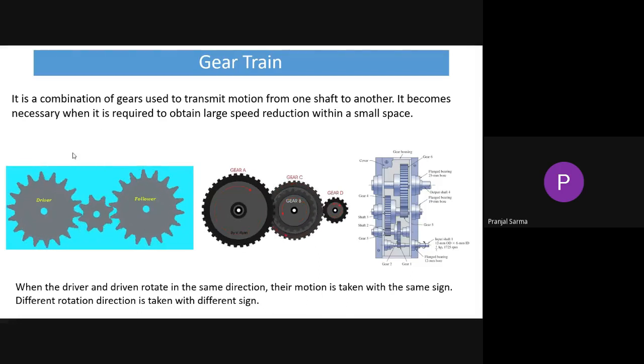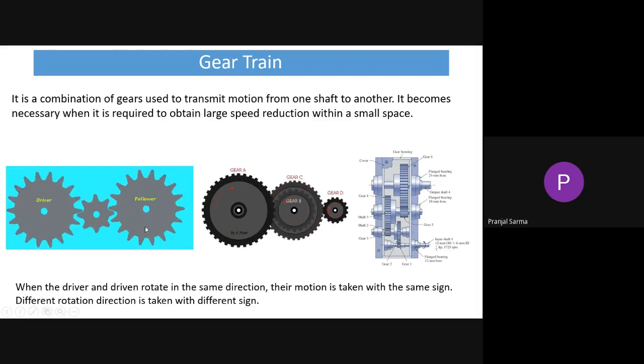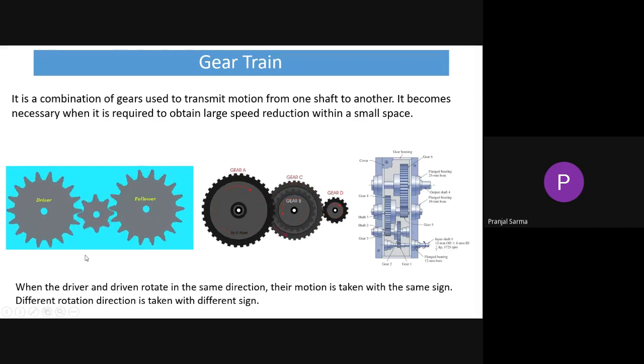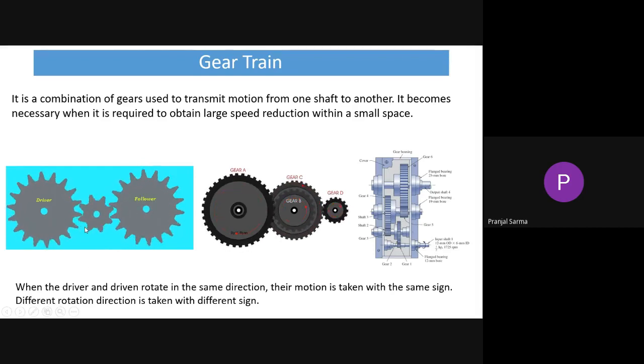That means the initial driver was rotating in the clockwise direction, and the final follower is also rotating in the clockwise direction. As we discussed in the very beginning, depending on your requirement, whether you want motion transfer in the same direction or want to convert it to a different direction, you can utilize this way.